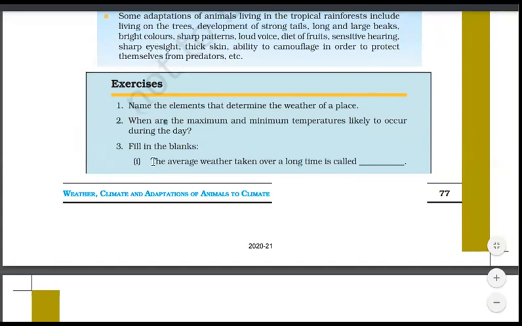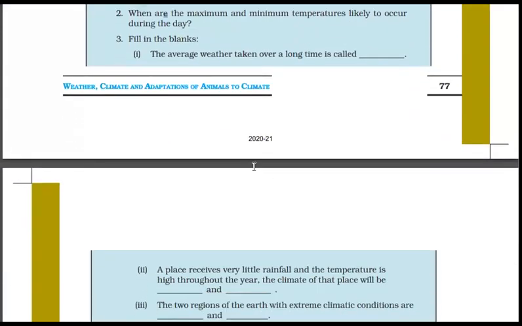The third, fill in the blanks. The average weather taken over a long time is called, tell me what it is called. Climate. Yes, very good, Ragini. So if someone asks, what is the definition of climate, you can just write like this: the average weather taken over a long interval of time is called climate.